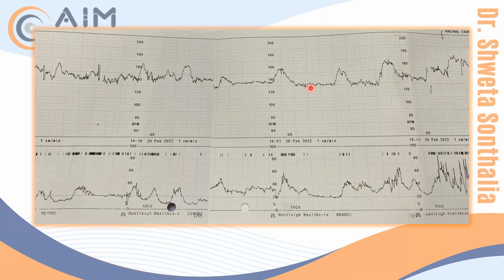If you see the baseline here, it is 130. Here it is 140, somewhere in 140. So to start with, it was 140. Gradually it came down to 130, and then it went up to 150 maybe. But anyway, it doesn't matter. It is in the normal range. Good variability: here it is somewhere 5 beats, here almost 10 to 15 beats, here again 10 to 15 beats. So good variability, good accelerations, no decelerations.